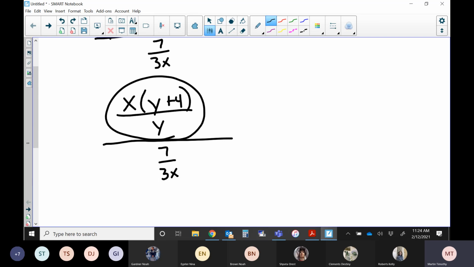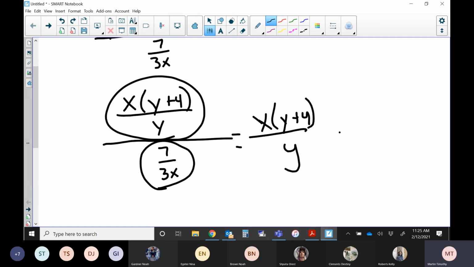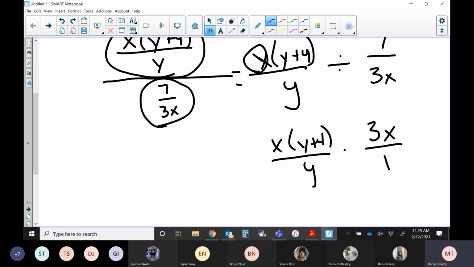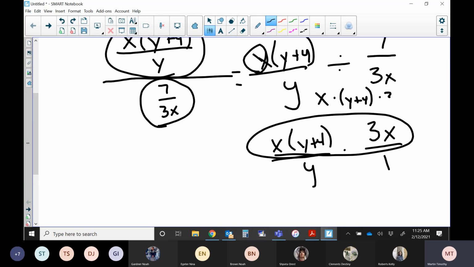So now I have a fraction over a fraction, which means I'm going to break it apart and make it x, y plus 4 over y times, or divided by, sorry, 7 over 3x. You cannot cross cancel because this is not multiplication, so you can't cancel those x's out. Don't try to cancel those out yet. So then I get, keep, change, and I flip, and none of this stuff cancels out. So really you need to see this top as x times y plus 4 times 3 times x.